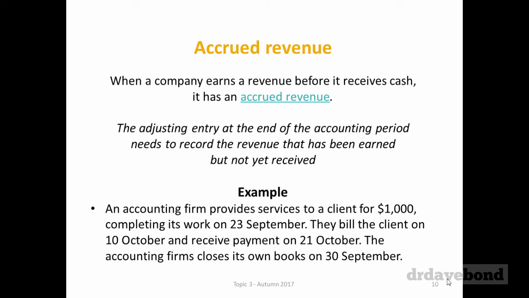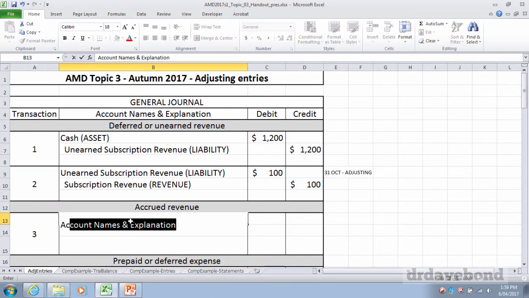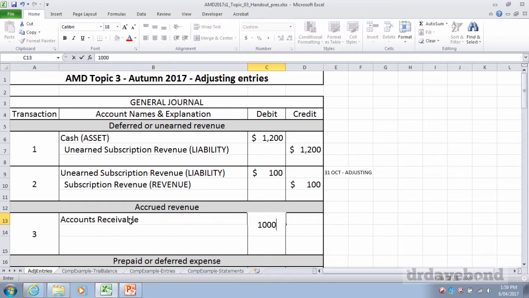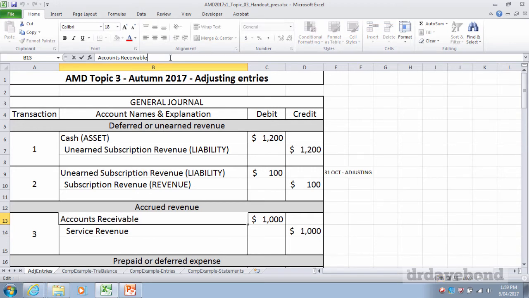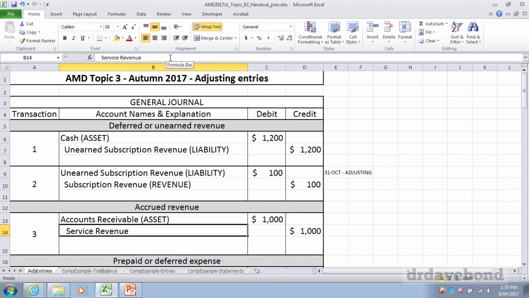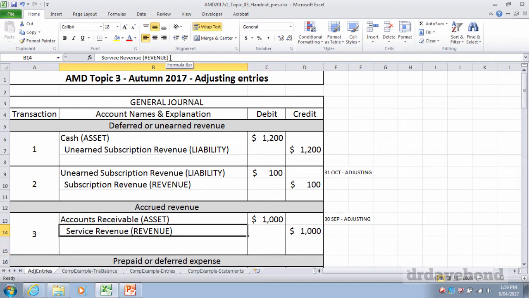So all the adjustment we're doing is basically making this entry as the adjustment. The adjustment happens on the 30th of September, so the accounts receivable is the asset and that's going up. Service revenue is the revenue and that's going up. And that's happening on the 30th of September and that's the adjusting entry, because we're getting that revenue into the period it's meant to be happening.